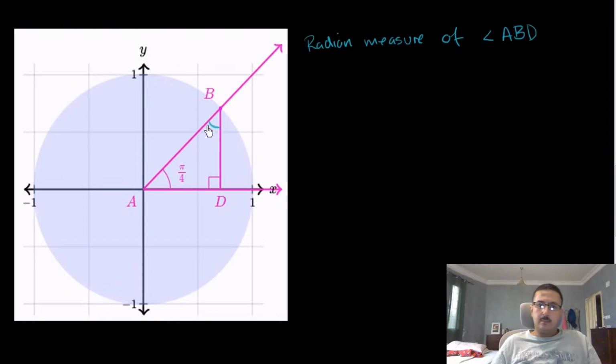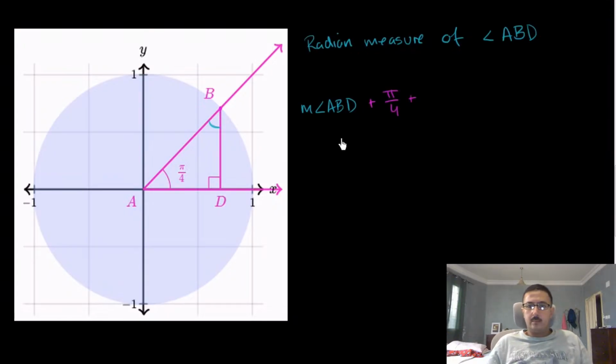So let's say the measure of angle ABD in radians plus pi over 4 plus, this is a right angle. What would that be in radians? Well, a 90-degree angle in radians is pi over 2 radians. So plus pi over 2. When you take the sum of the interior angles of this triangle, they're going to add up to pi radians, which is, of course, the same thing as 180 degrees. And now we can solve for the measure of angle ABD.